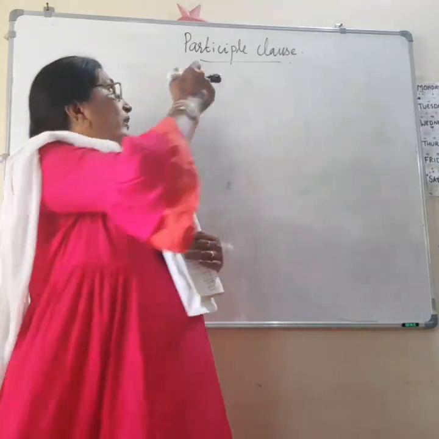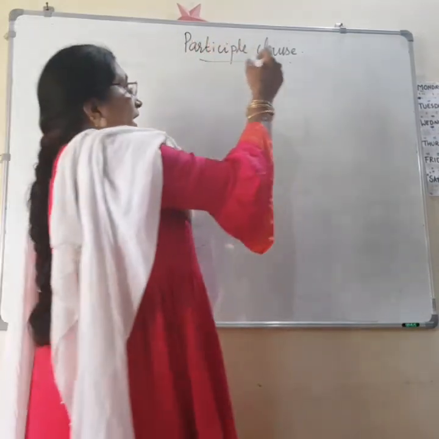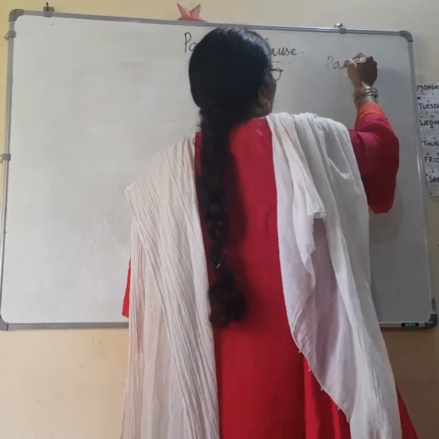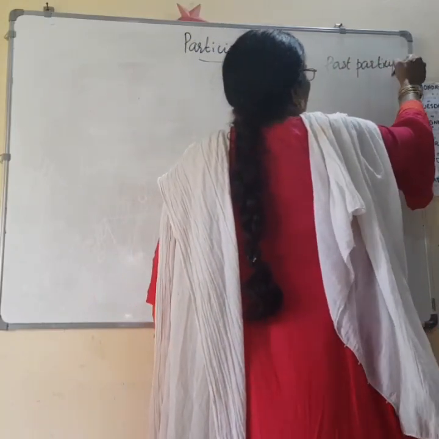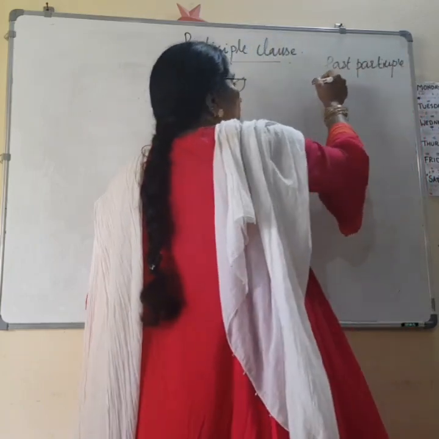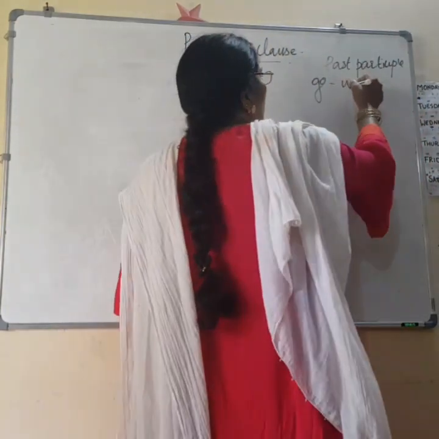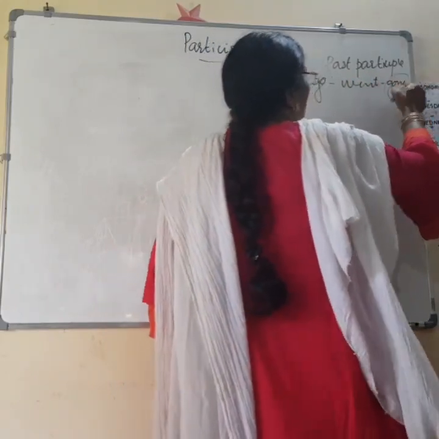Let me explain what a participle is. We learned last year that there are two types of participle. One is called the past participle, which you all know. That is the third form of the verb. If I say go, that is present tense, went is past tense, and the past participle is gone. So this is called the past participle.